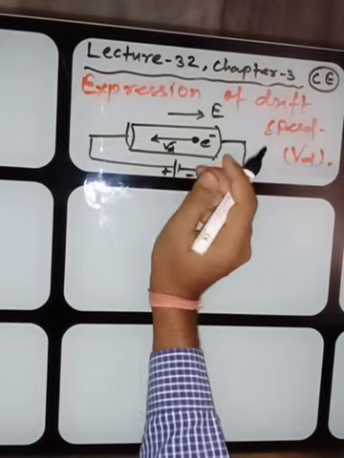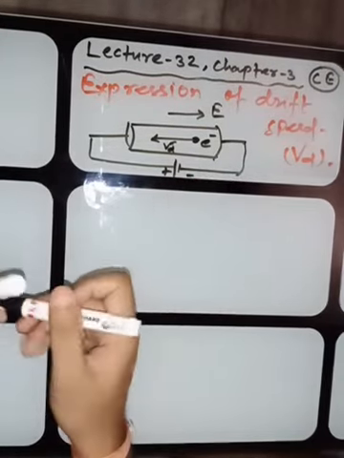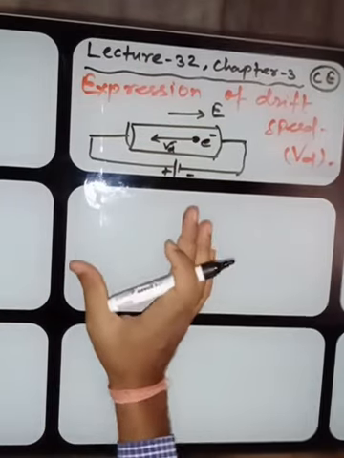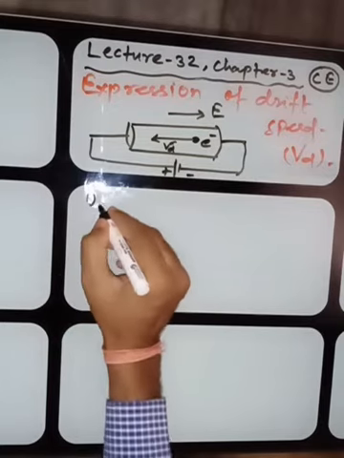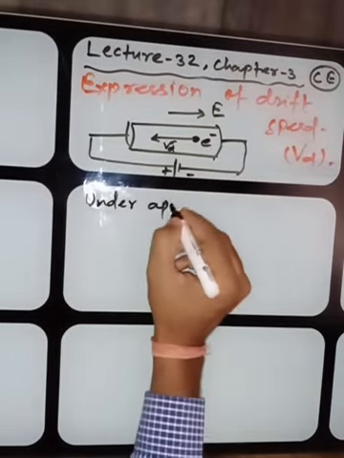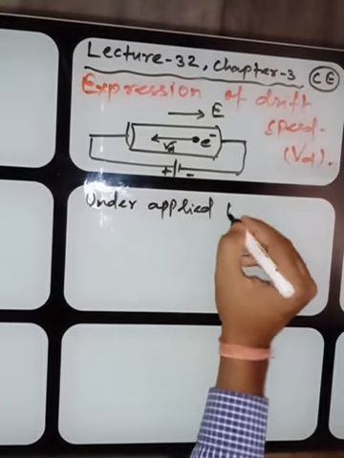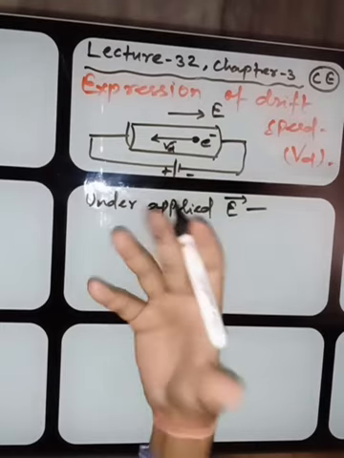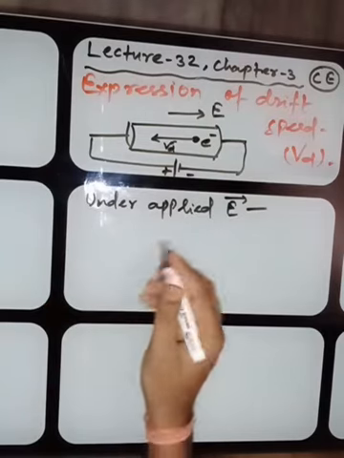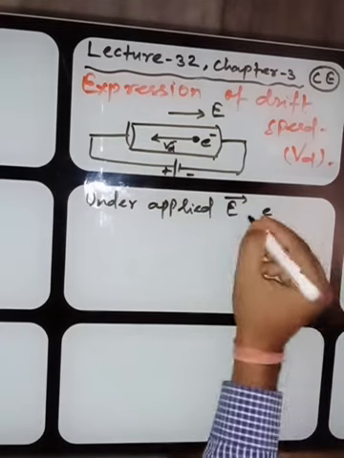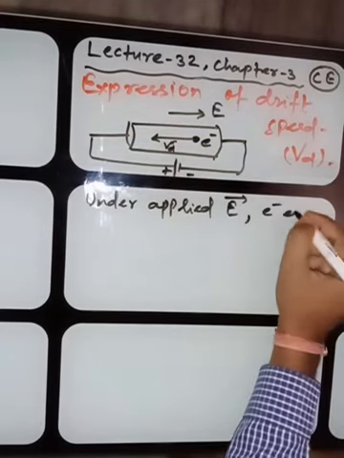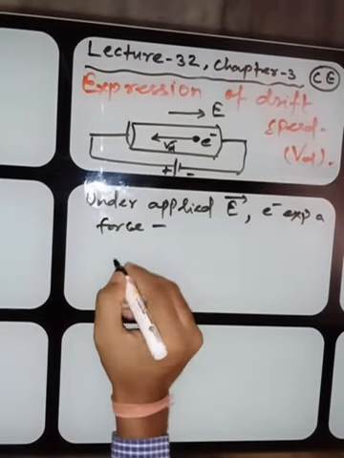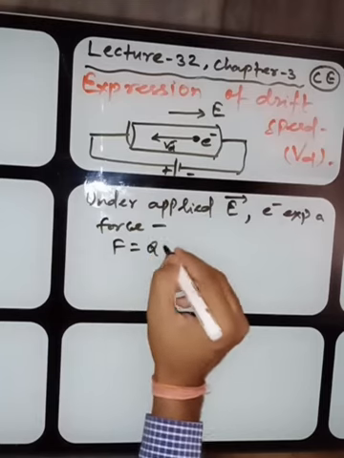Now what is the simplest thing that you can consider for the derivation? Under applied electric field, what happens, students? Under applied electric field, the electron will experience a force, and that force can be written as how much? That F can be written as QE.